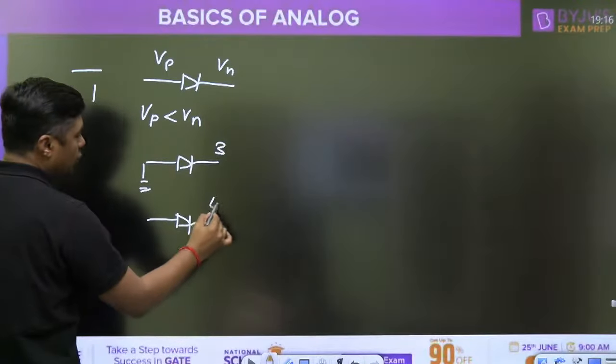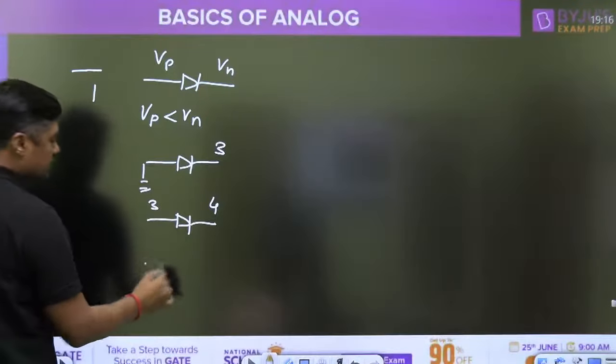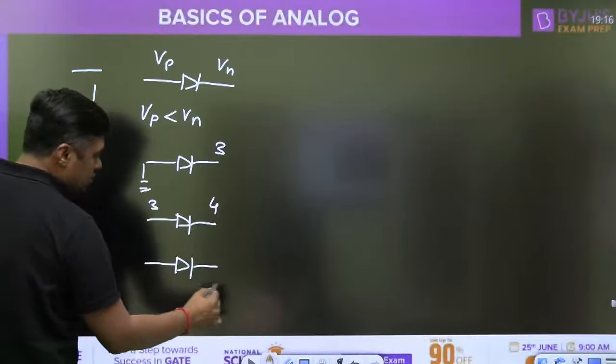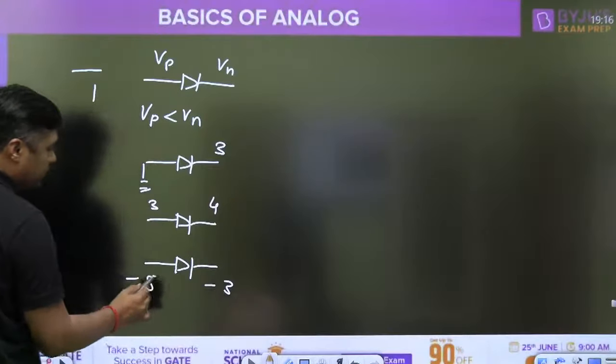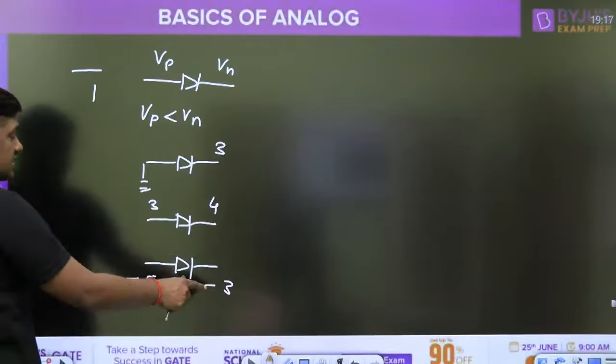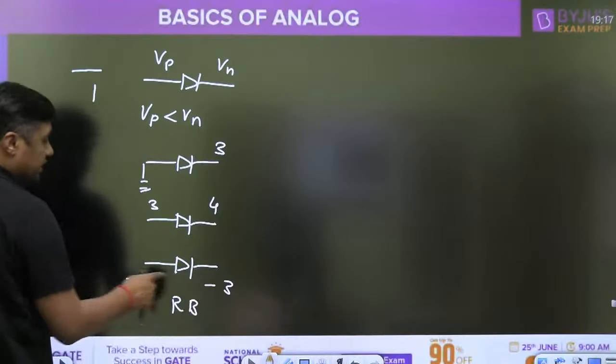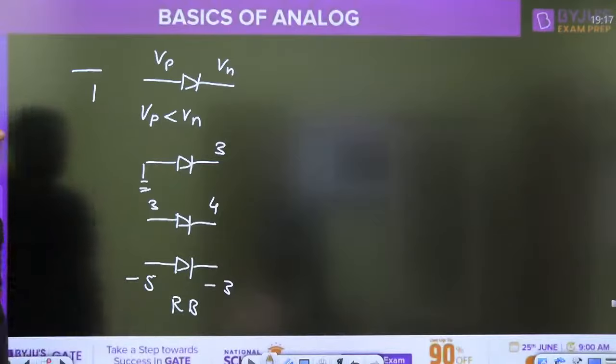You are connecting 4 volt here and 3 volt there. Again it is a reverse bias. You are checking that the voltage at this terminal is what? Minus 3 volt. Voltage at this terminal is minus 5 volt. Minus 5 is less than minus 3. That's why this diode is again reverse biased. Minus 3 is greater than minus 5 volt. This diode is what? Reverse bias.